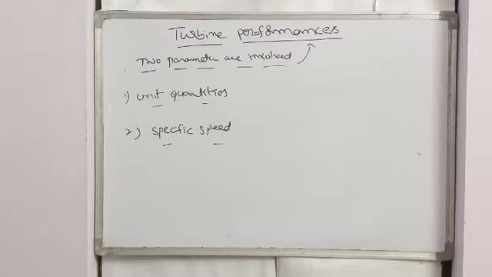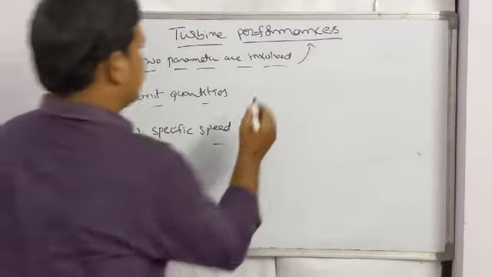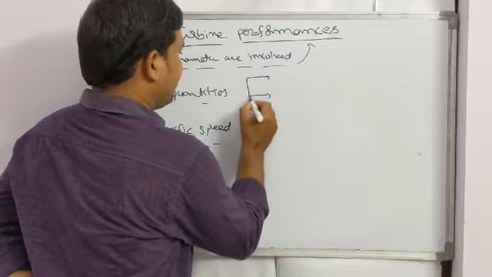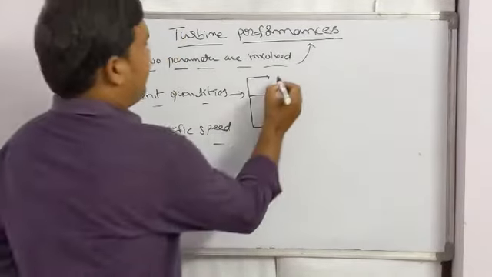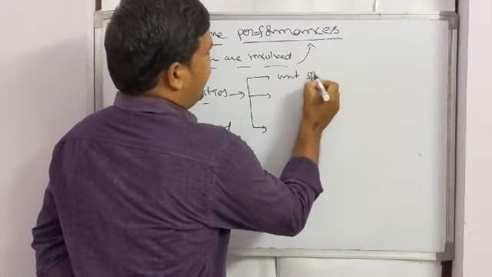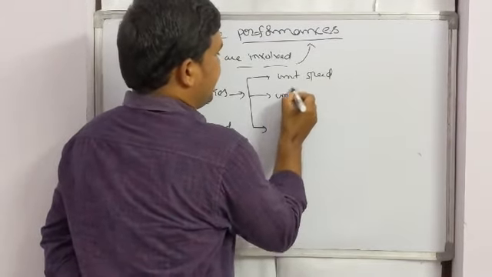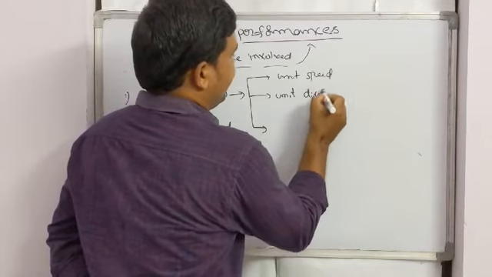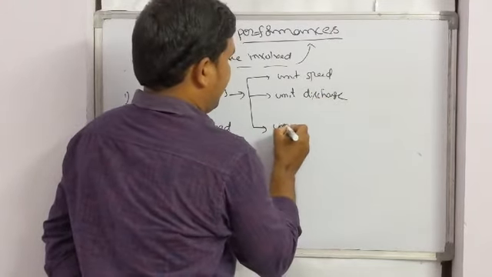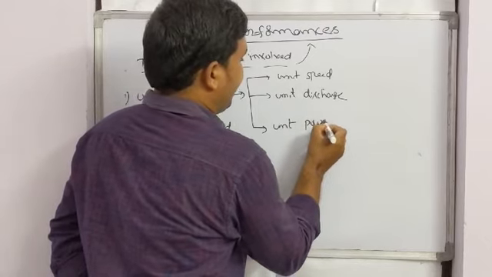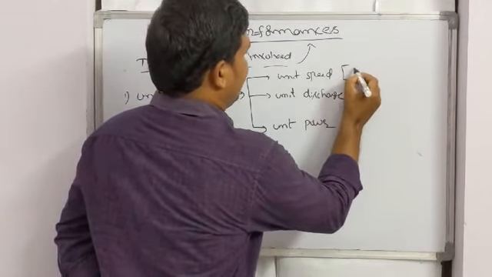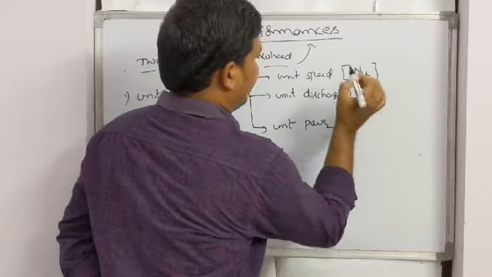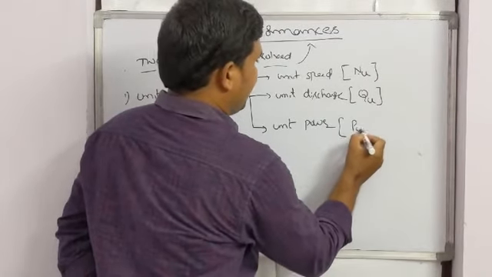So what are the unit quantities? We have three types of unit quantities. The first one is unit speed, the second one is unit discharge, and the third one is unit power. We denote unit speed as NU, unit discharge as QU, U for unit, and unit power as PU.